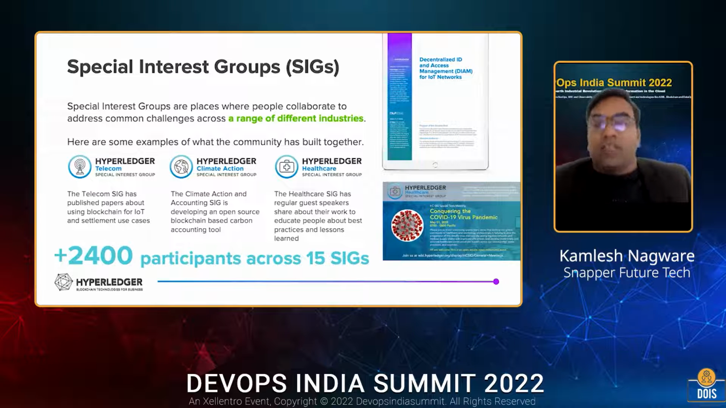For example, recently a media and entertainment SIG was created to cover the use cases built in media and entertainment, like IP rights management or maybe metaverse and NFT kinds of initiatives. So these SIGs cover use cases and industry segments, to provide a platform to companies and people who are building or doing something in a specific industry.